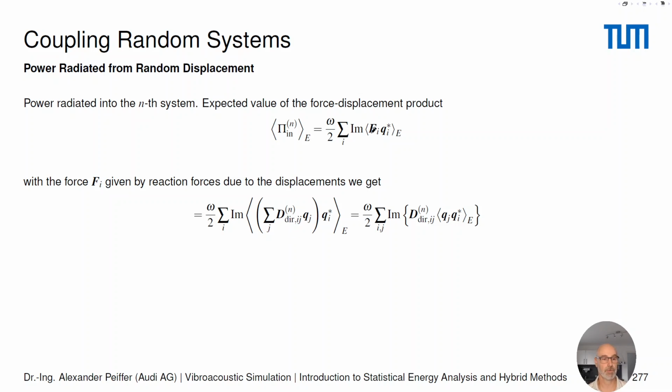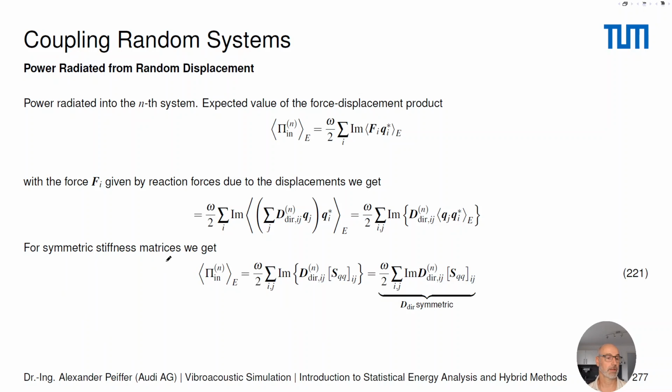So we replace the force here by this expression, but now we have to sum over another index, which is denoted here by J. If we take the ensemble average of this, we can factor out everything which is not stable in terms of an ensemble. That's definitely the direct field radiation stiffness. We just keep the ensemble average over the degrees of freedom.